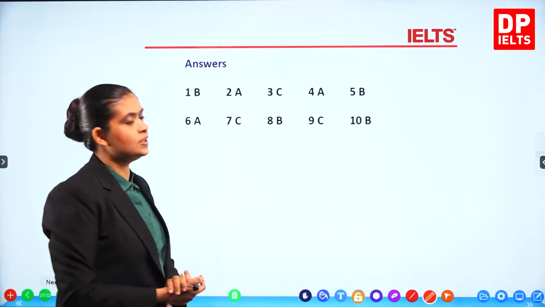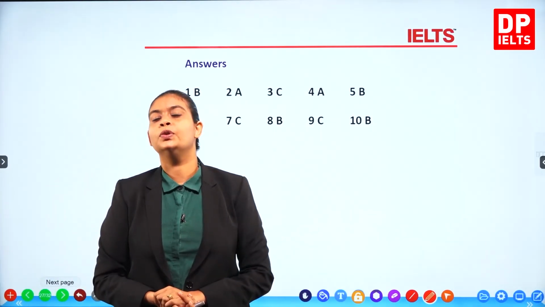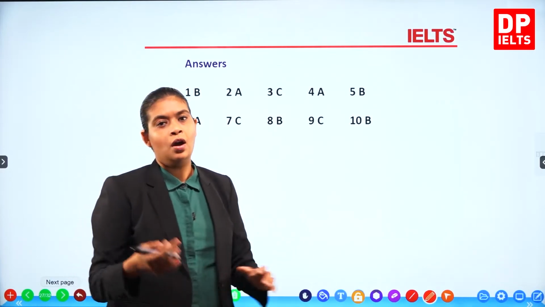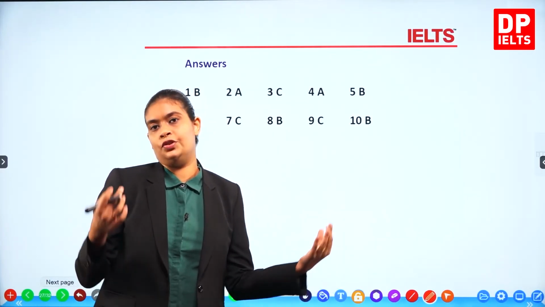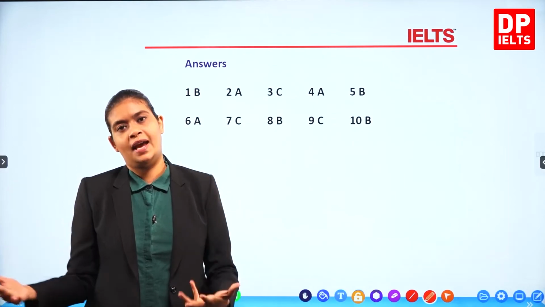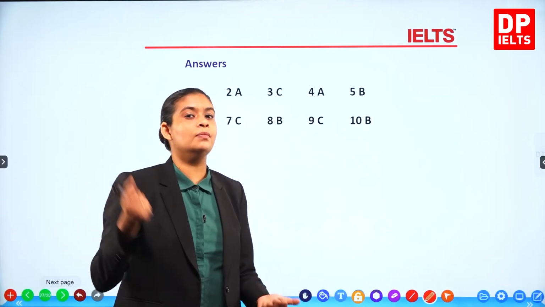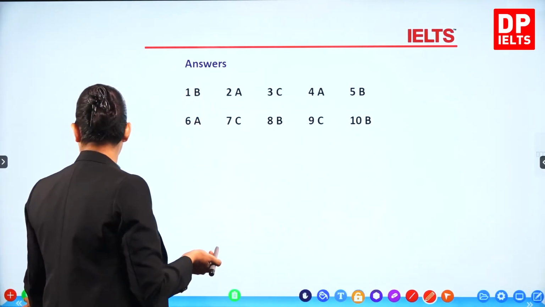Alright, so it's very easy. You have to go back and see, okay, why is this correct? Should you use for? Should you use on? Should you use at? Okay, for that you need to remember the rules. Let's have a look at the first one.